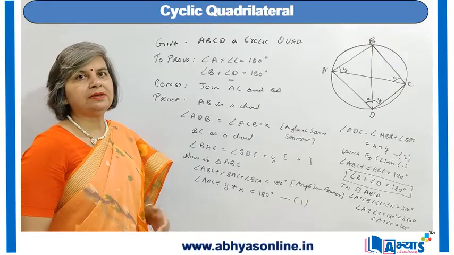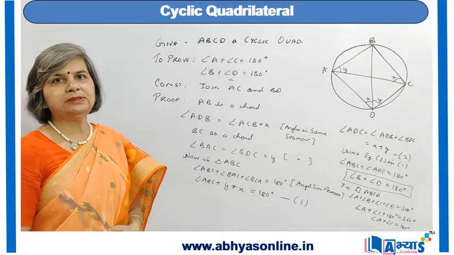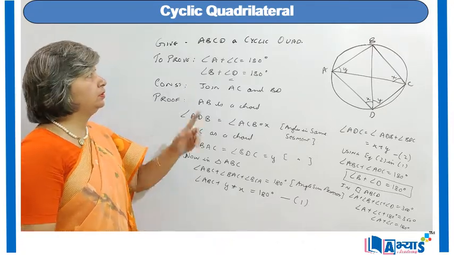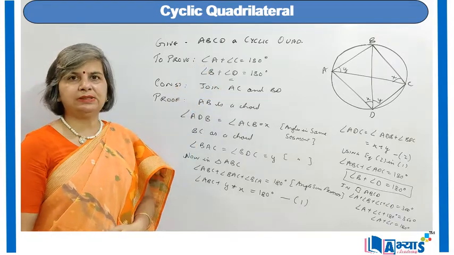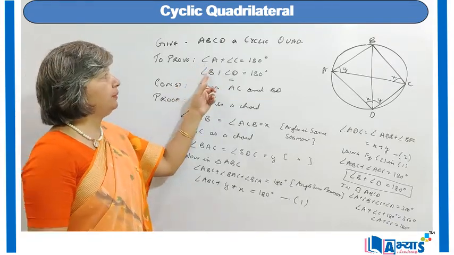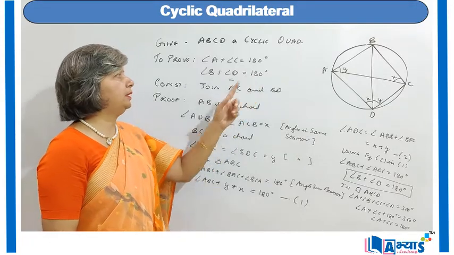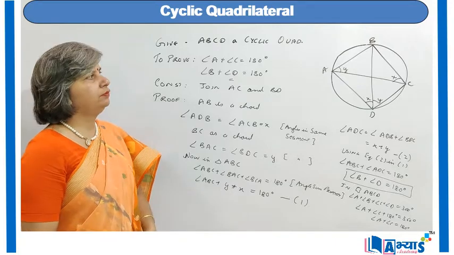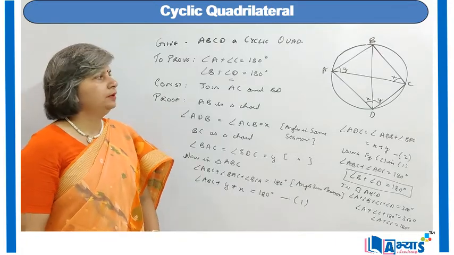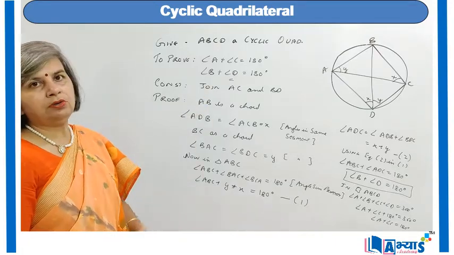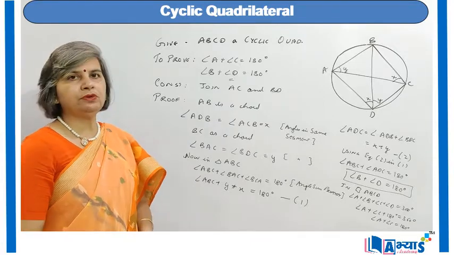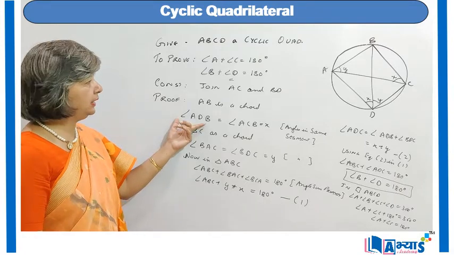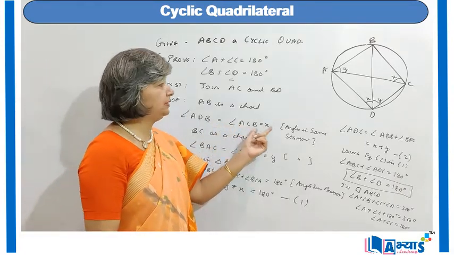In the case of a cyclic quadrilateral, the sum of opposite angles is equal to 180 degree, or we can say that the opposite angles are supplementary. So we have proved that angle A plus angle C is equal to 180 degree, and angle B plus angle D will be equal to 180 degree. For this we have done a construction. We have joined the two diagonals, AC and BD. Now we know that AB is the chord to a circle, and the chord subtends equal angles in the same segment. So we can say that angle ADB is equal to angle ACB is equal to x.